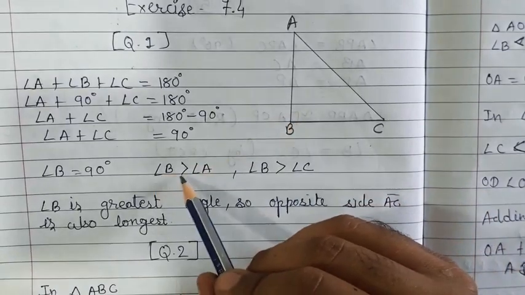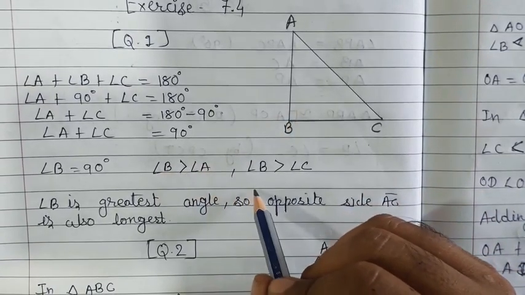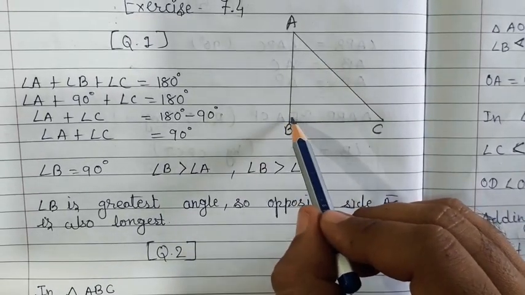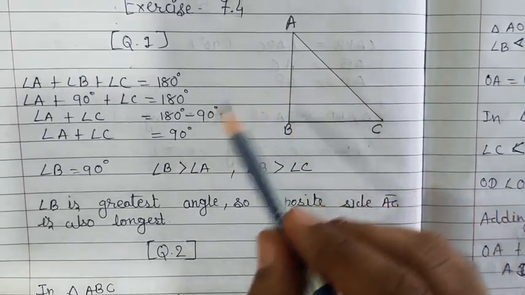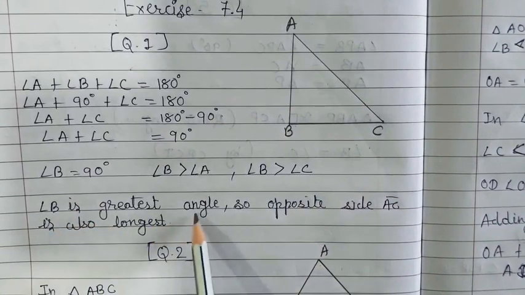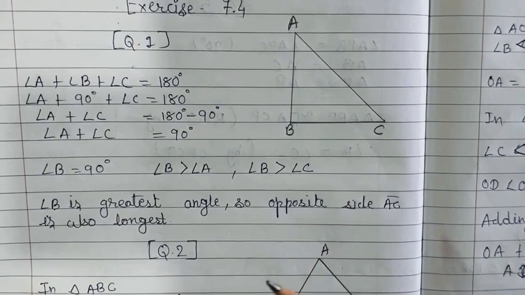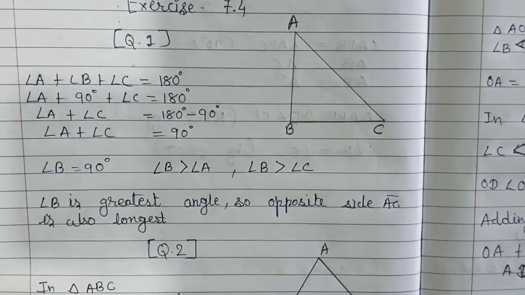So we can say that angle B is greater than angle A. Angle B is also greater than angle C. So angle B, तीनों एंगल्स में से एंगल B सबसे बड़ा है, so the opposite side is also greater. So angle B is the greatest angle, so the opposite side AC is also the longest side. Okay, it is proved. ये हमें यहाँ पे prove हो गया.